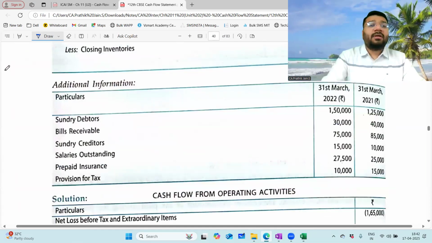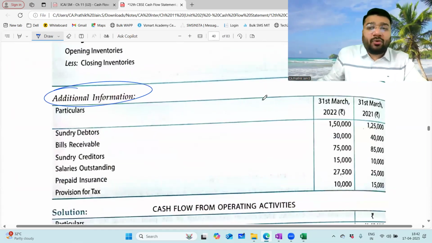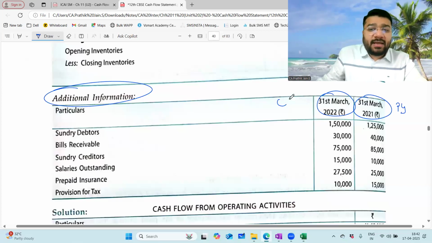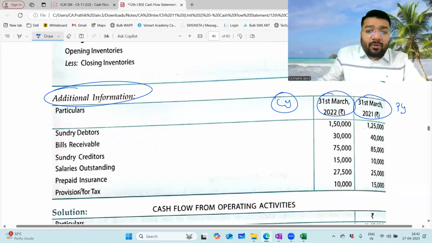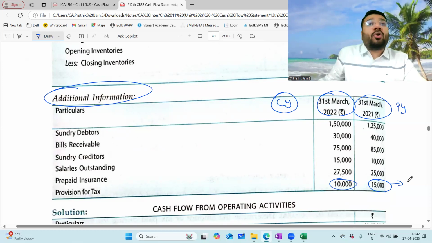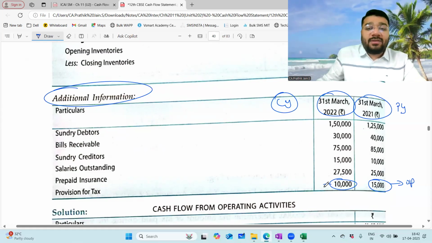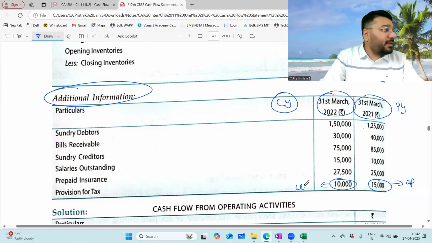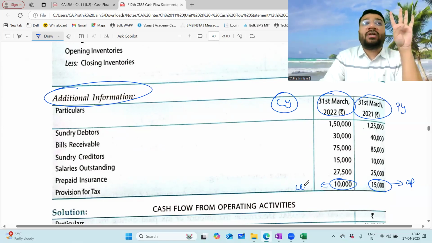Now, same thing, people. Additional information: if you look at 31st March 21, which is the previous year, and this is the current year. Previous year provision for tax is how much? 15,000. Current year provision is how much? 10,000. 15,000 is opening or closing? Opening. 10,000? Closing. Out of the 4 pieces of information, 2 are given, which are opening and closing.